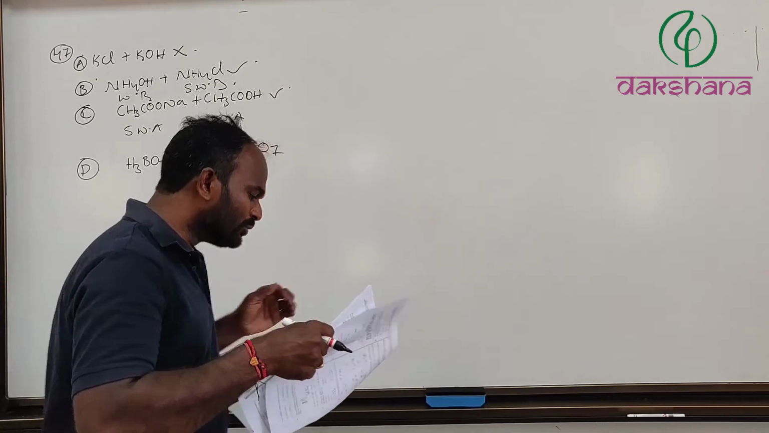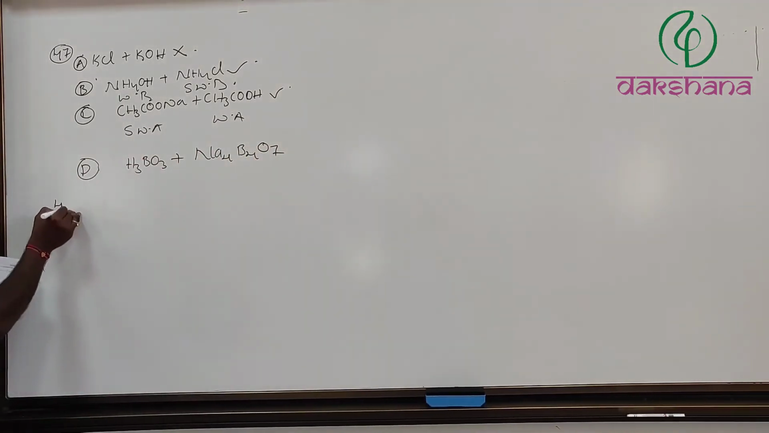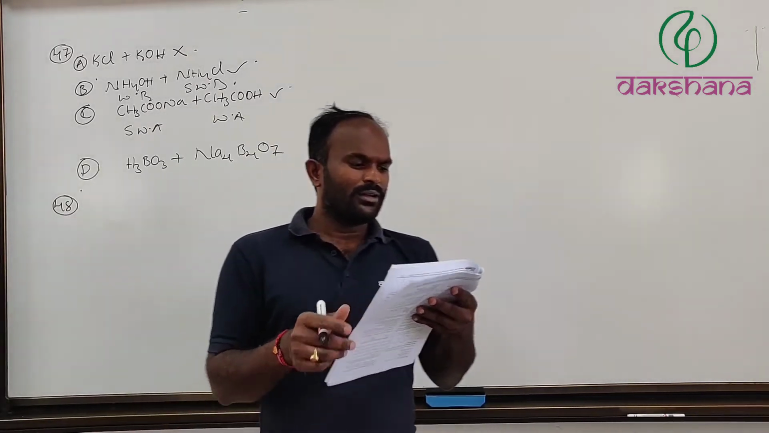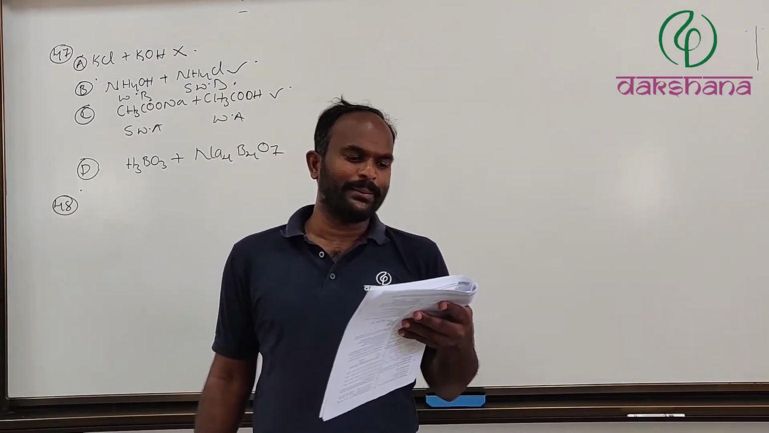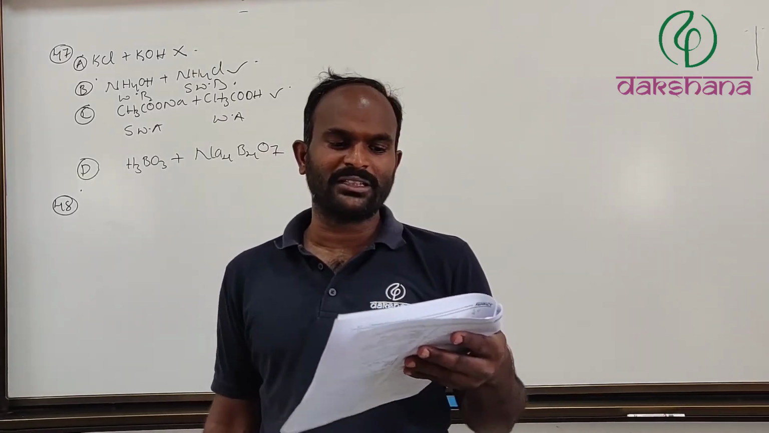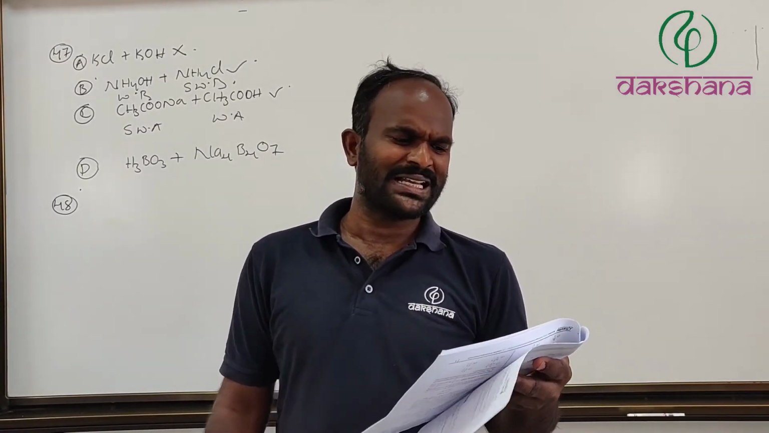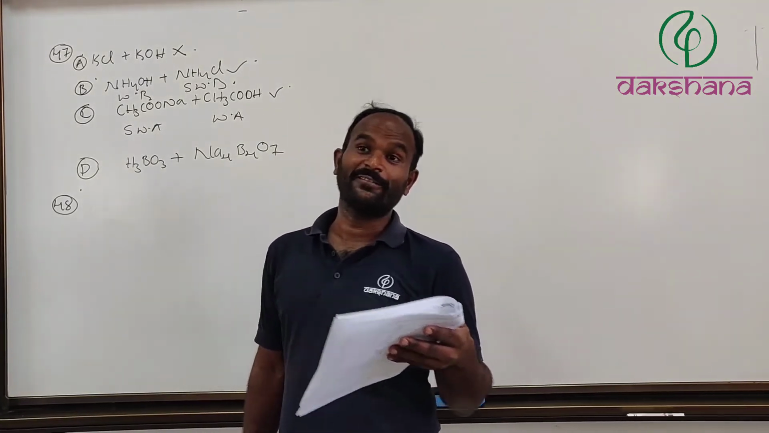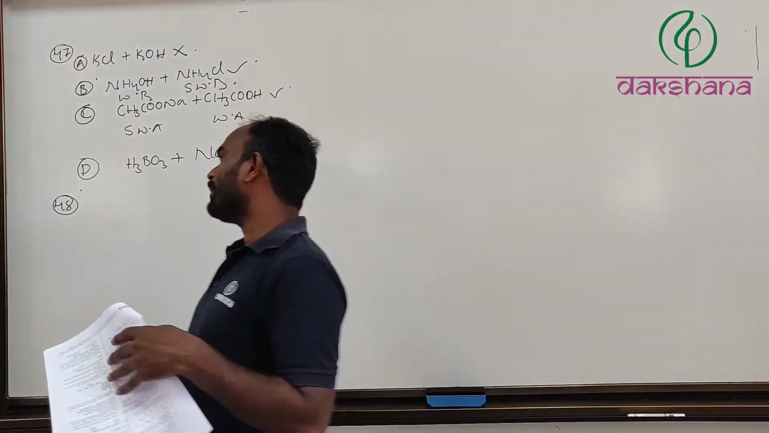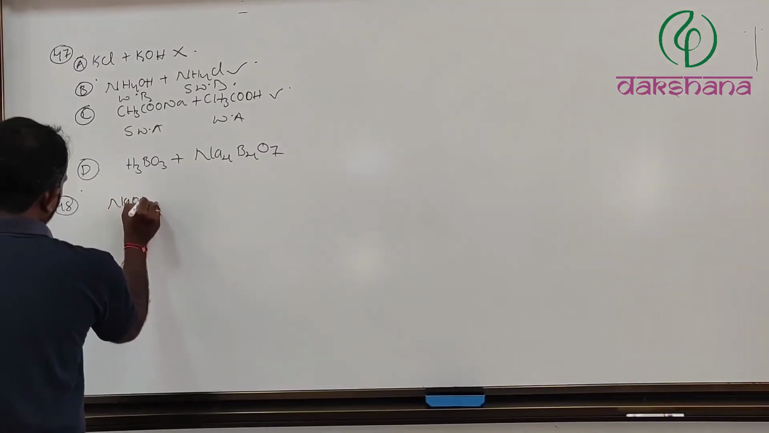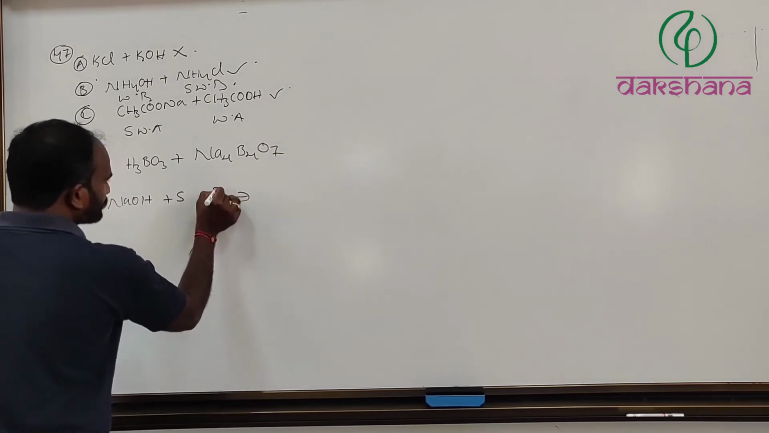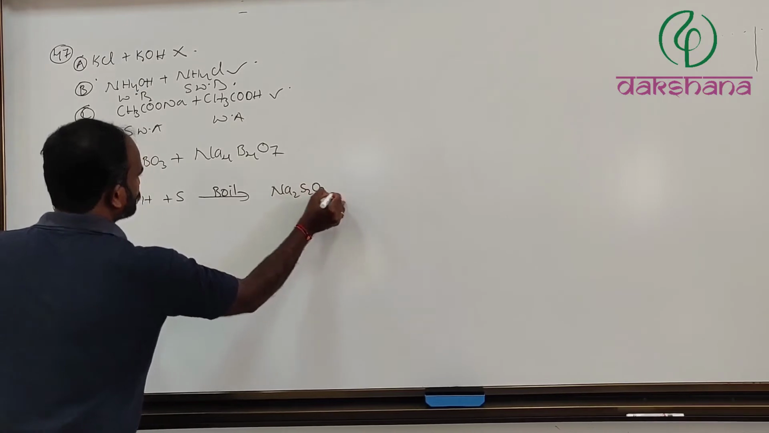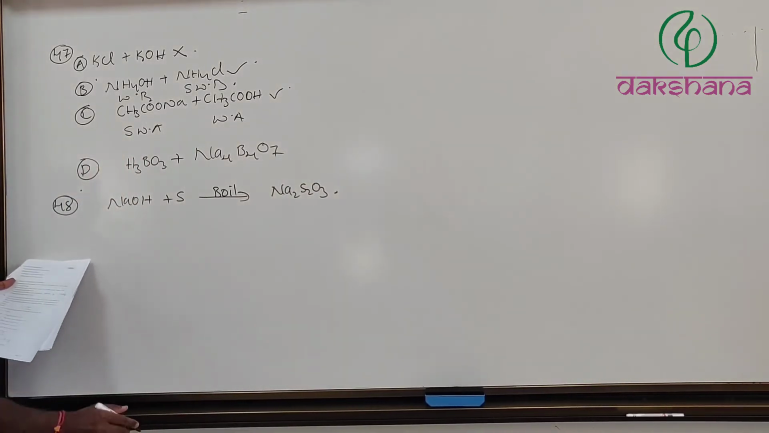Next comes question number 48. In question number 48, sodium thiosulfate is prepared by boiling Na2SO3 solution with sulfur in acidic medium, which is not possible. Boiling NaOH with sulfur is possible. When sodium hydroxide is boiled with sulfur, it is going to form Na2S2O3. Sodium thiosulfate can be formed.